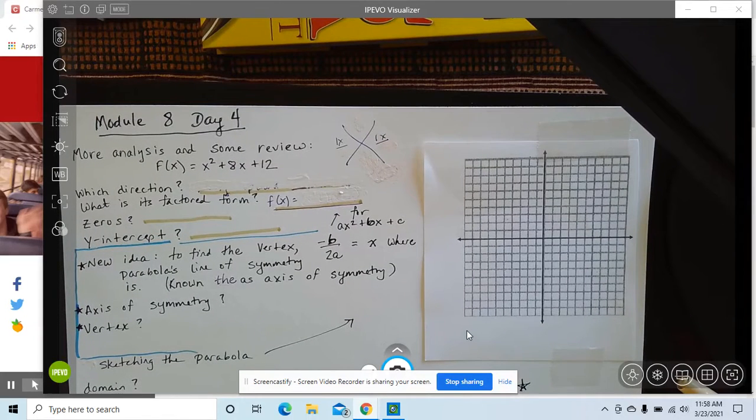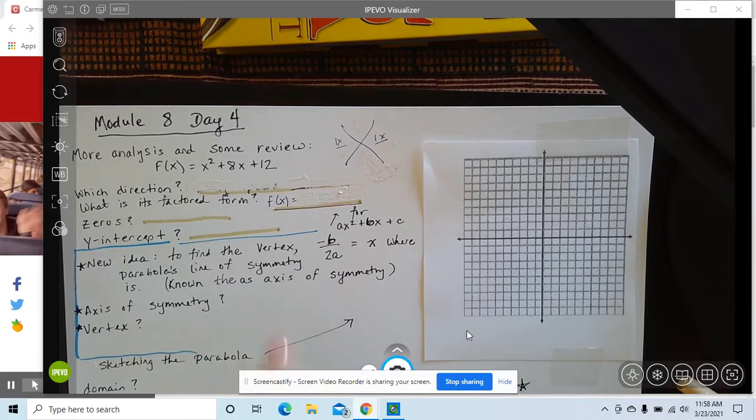This is Module 8, Day 4, Take 2. Had little issues. Can you tell with the whiteout?